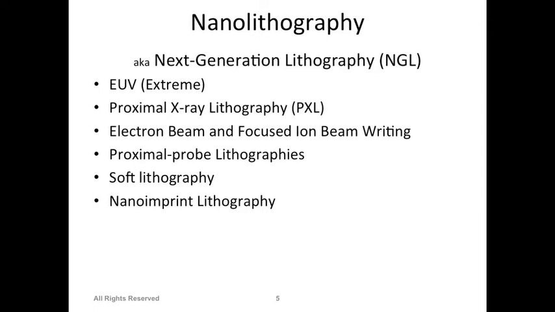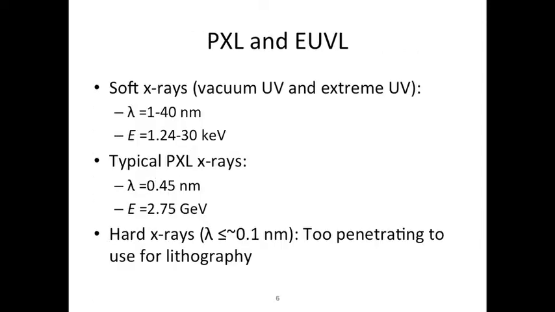So now let's go through all these one by one. Let's first look at the proximal X-ray lithography or extreme UV lithography. So extreme UV or vacuum UV is also sometimes called soft X-rays because they are also very energetic. The lambda is about 1 to 40 nanometer. In case of hard X-rays, the lambda is actually very small, less than 0.1 nanometer, and that's why it's very high energetic, very penetrating.